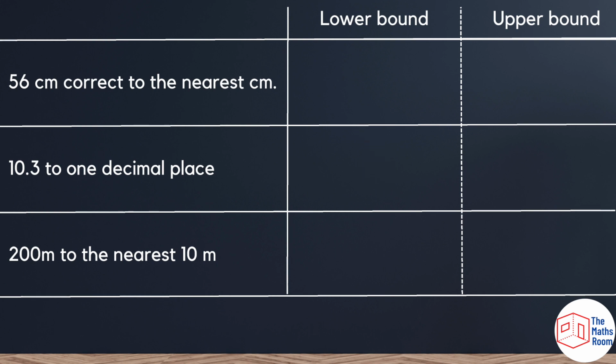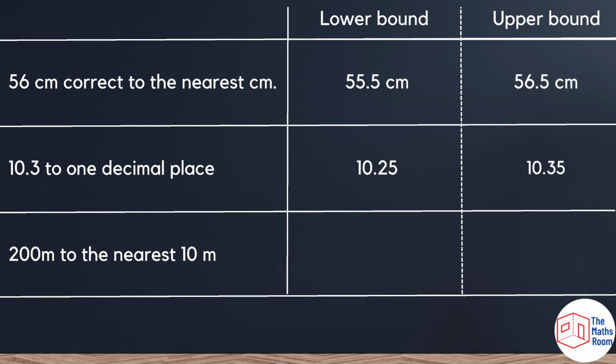So the first one was to the nearest centimeter. So we're going to take 1 centimeter, divide it by 2, so we get 0.5, and add it and take it away to get the upper and lower bounds. The second was to 1 decimal place. So we're going to take 1 decimal place, so 0.1, and divide it by 2, so we get 0.05. And we're going to add that and take it away.